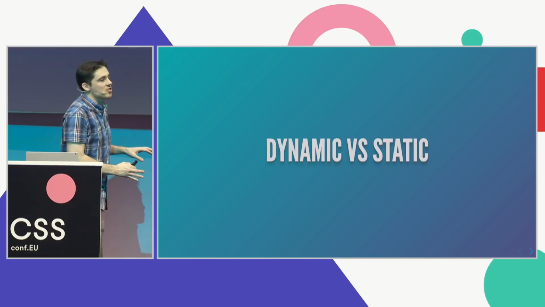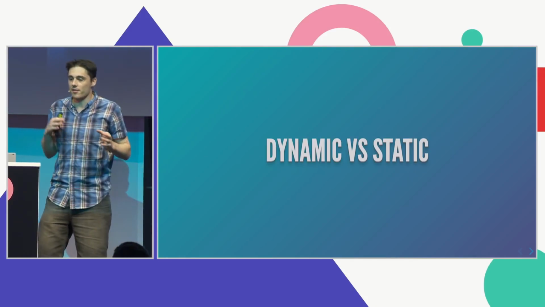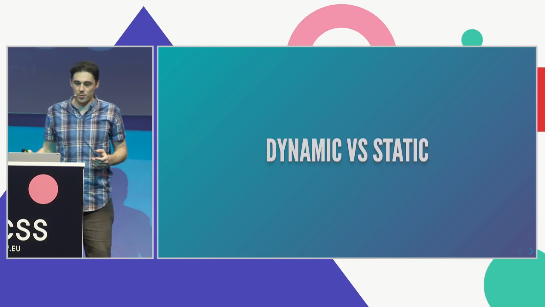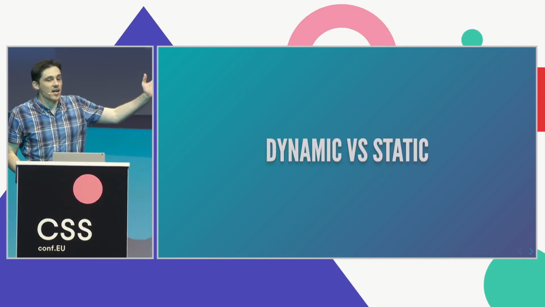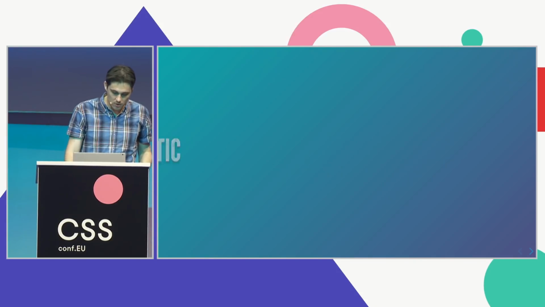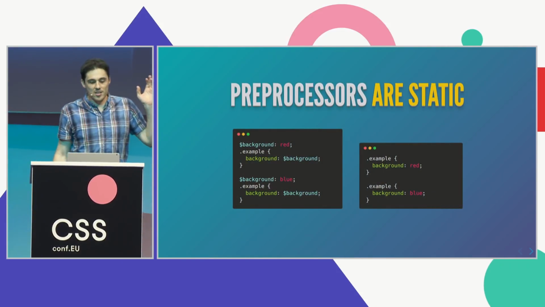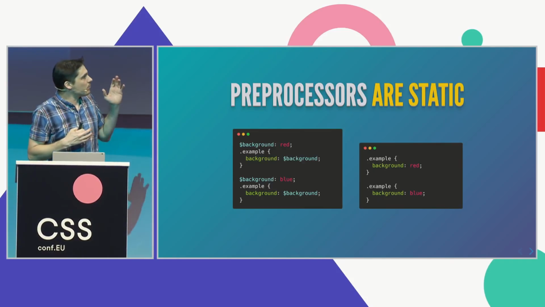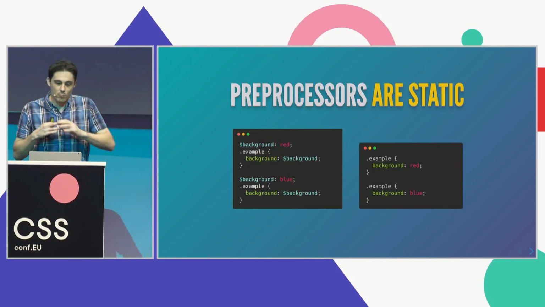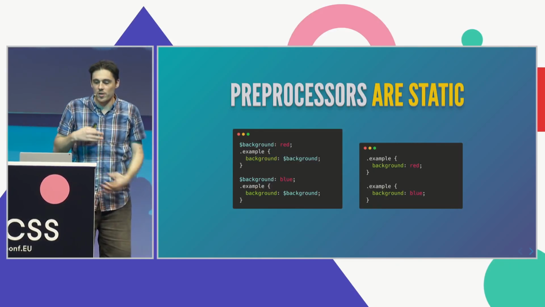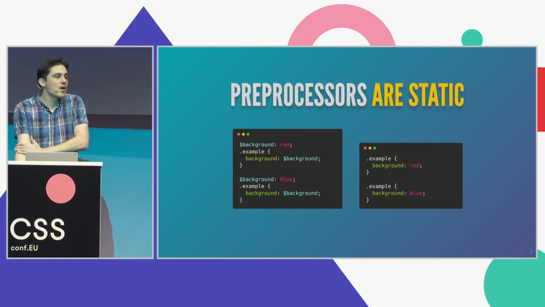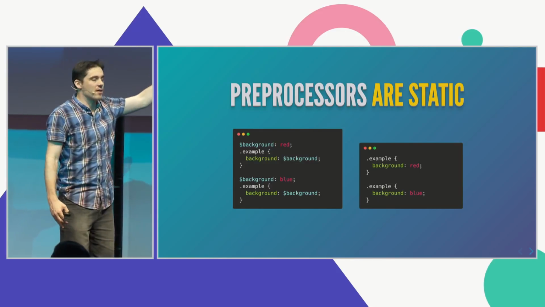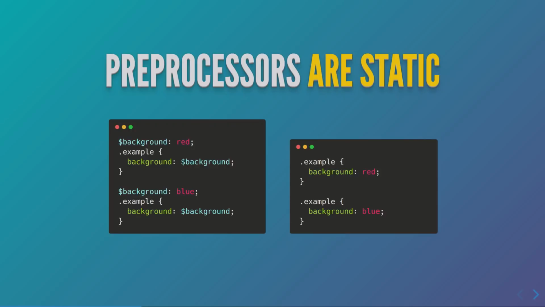So cosmetic differences aside, one of the most significant differences between variables in preprocessors and custom properties is how they are scoped. So we can refer to variables as either statically or dynamically scoped, and preprocessors are static. So where CSS is concerned, static means that we can update the value of a variable at different points in the compilation process, but we can't change the value of the variables that came before it.